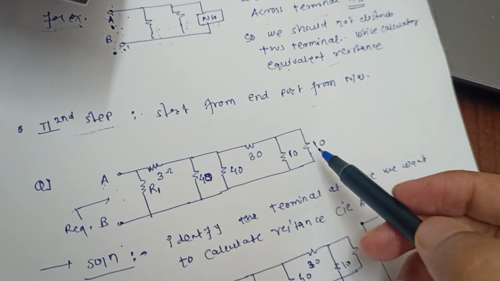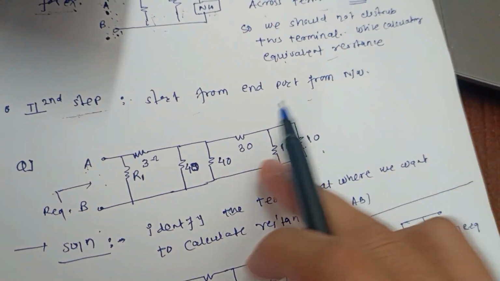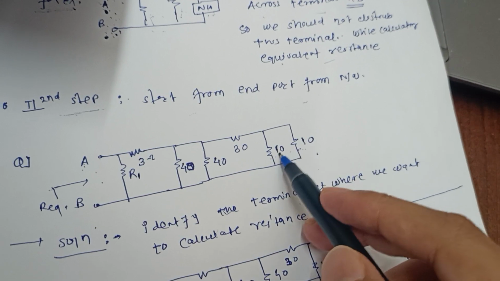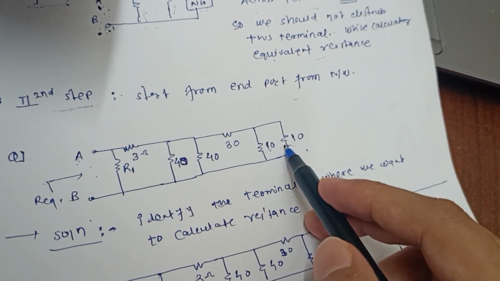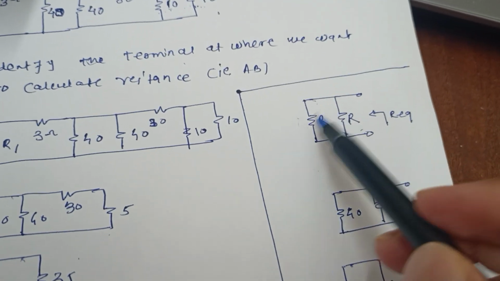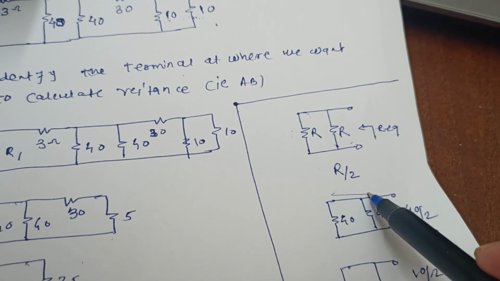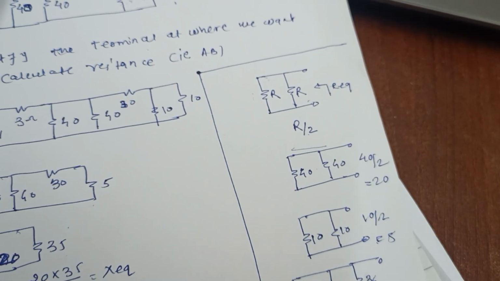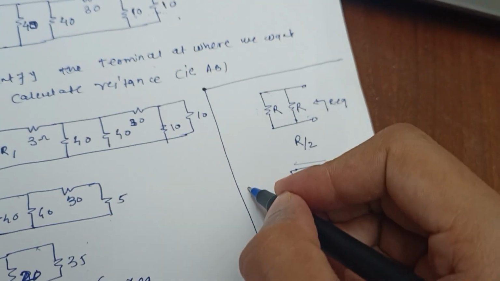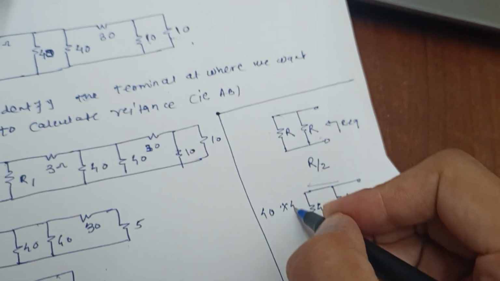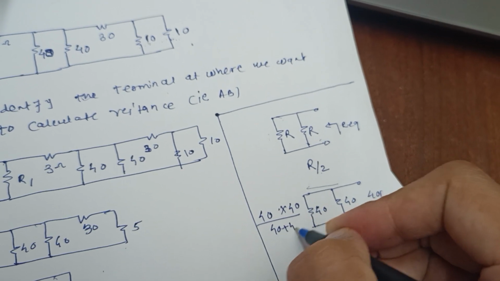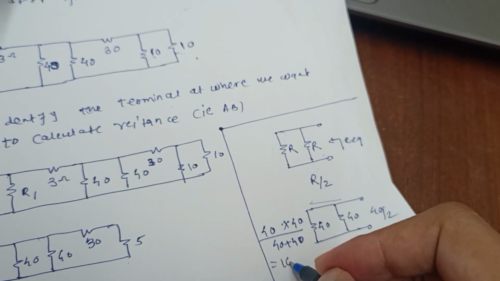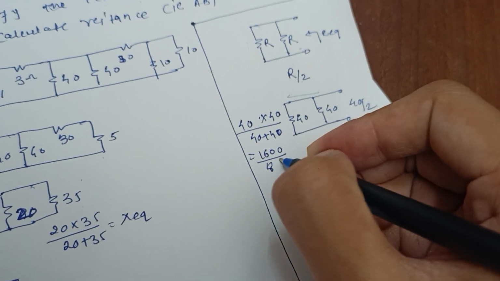This. So you should start here, and if you have two equal-valued resistances in parallel, there is a shortcut: if you have two similar resistors, R equivalent is R by 2. Suppose we have two parallel resistors of 40 ohm; that will be half of 40, that is 20. Conventionally what you would do is 40 times 40 is 1600, divided by 40 plus 40, which is 80.